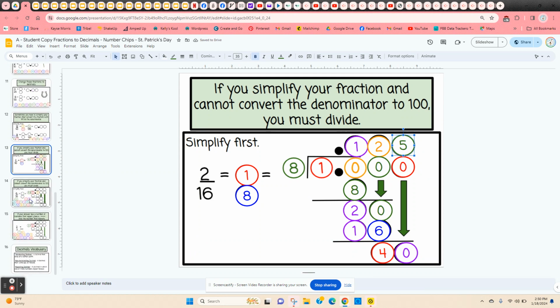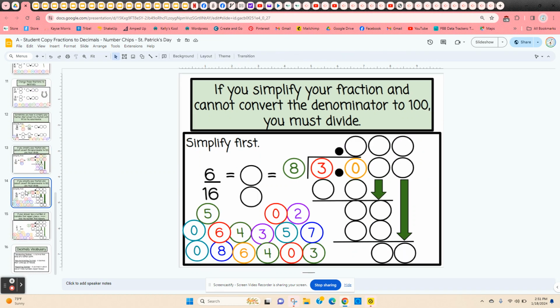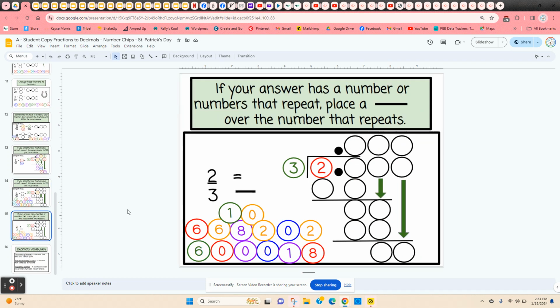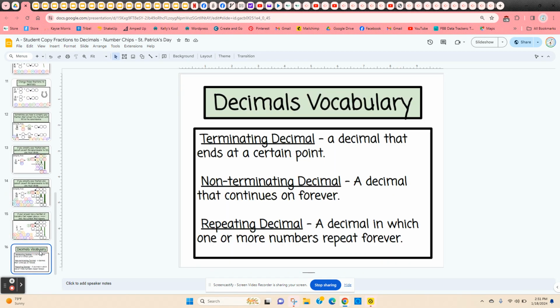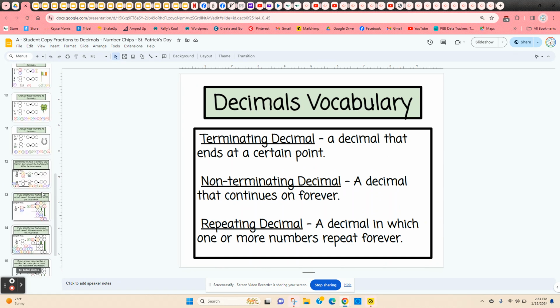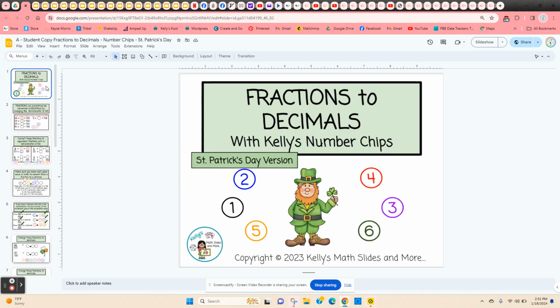They're going to do the same thing on the next couple of slides, a couple more long division problems. The last one has a repeating decimal. So the sixes are going to repeat. Students are going to use this bar and move it to show the repeating decimal. It ends with some decimals vocabulary: terminating, non-terminating, and repeating. And that is our St. Patrick's Day version of fractions to decimals.